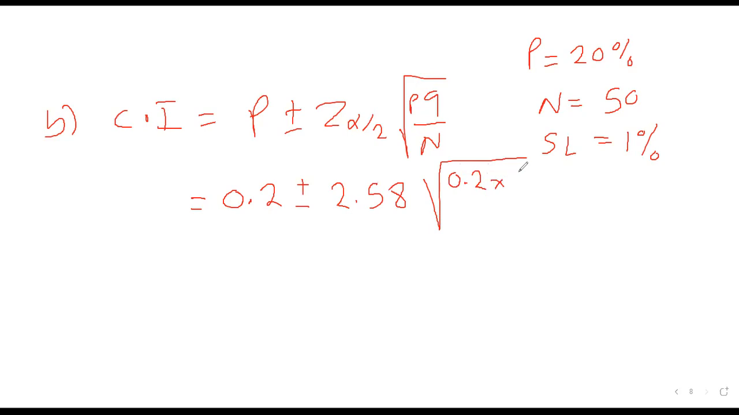0.8. And our N is what? 50. All right. So calculate that. What is 0.2 times 0.8 divided by 50? Then you square root it. What are you getting as the answer?